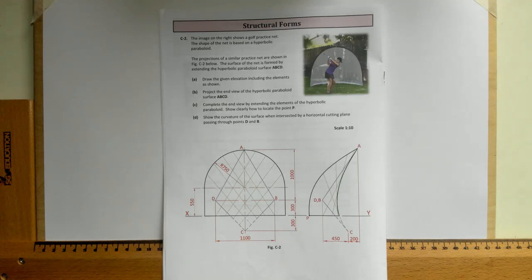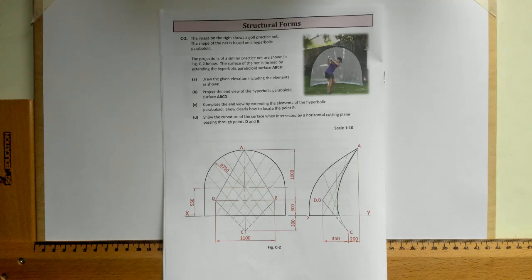This question is from the 2024 higher level DCG paper, and it's question C2 on structural forms. The image on the right shows a golf practice net. The shape of the net is based on a hyperbolic paraboloid. The projections of a similar practice net are shown in figure C2 below. The surface of the net is formed by extending the hyperbolic paraboloid surface ABCD.